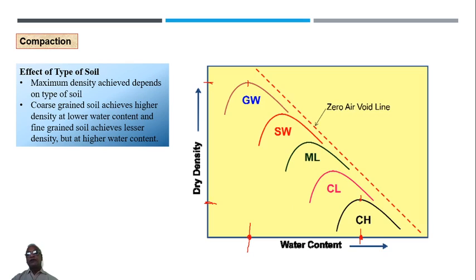Alright, so this is the effect of different types of soil. So what you have to note is that maximum dry density achieved depends upon the type of soil. Coarse grained soil achieves higher density at lower water content, and fine grained soils achieve lesser density. Okay, that is the effect of type of soil.